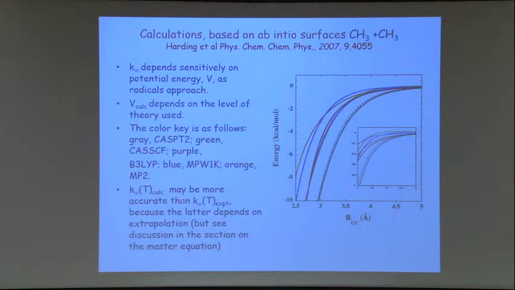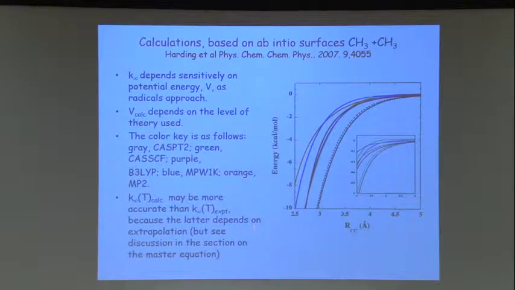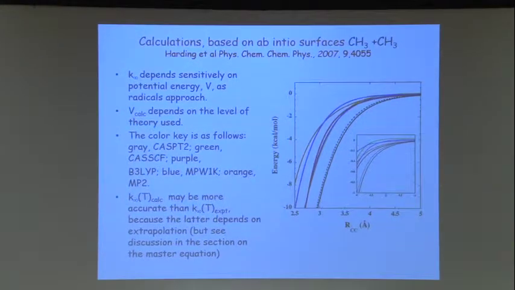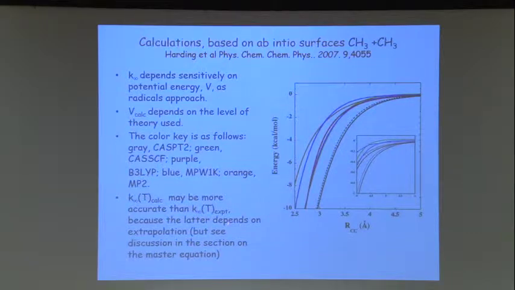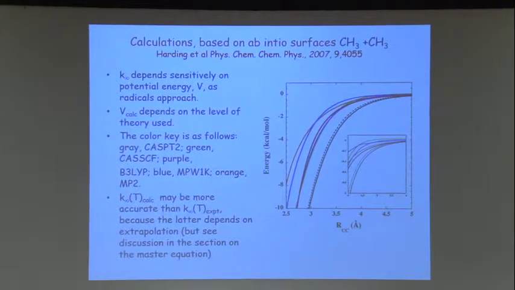And the calculated rate constant, the high pressure limit, they reckon from calculation could be more accurate than from experiment, provided you get that potential energy surface right. We'll see later on today that that's not absolutely correct, but they can get very, very accurate rate constants, provided they calculate the potential energy very well.